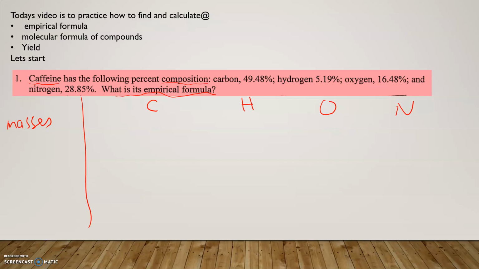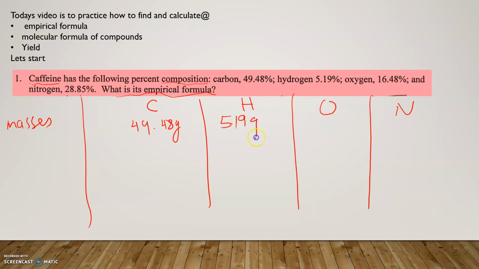So the first step is to write the mass. Carbon is 49.84 grams. Hydrogen is 5.19 grams. Oxygen is 16.48 grams. Nitrogen is 28.85 grams. Now the next step is to calculate the number of moles.